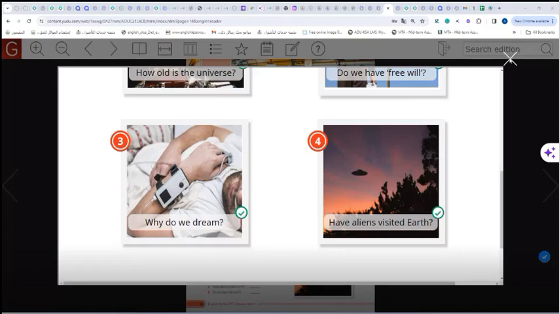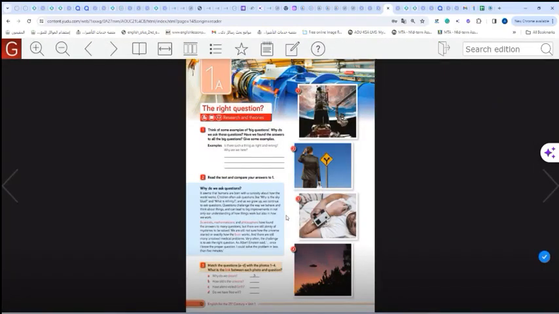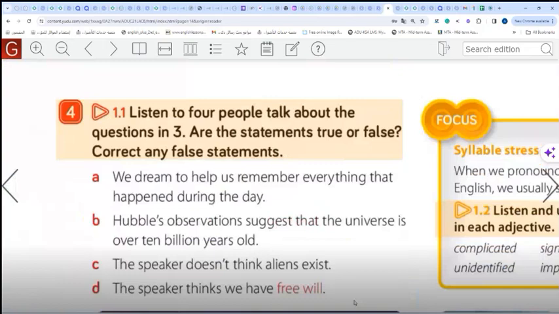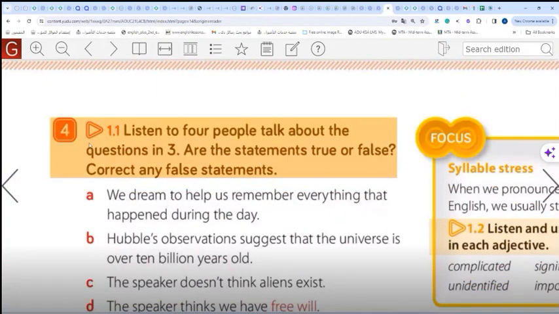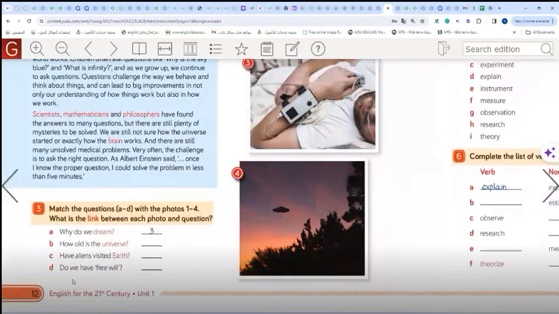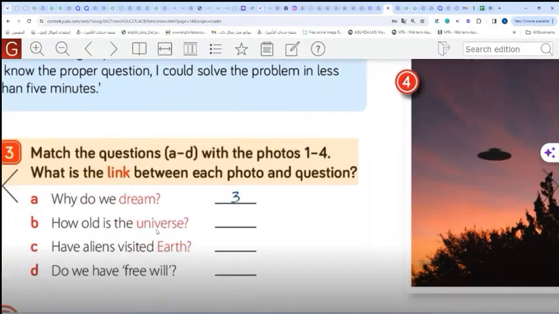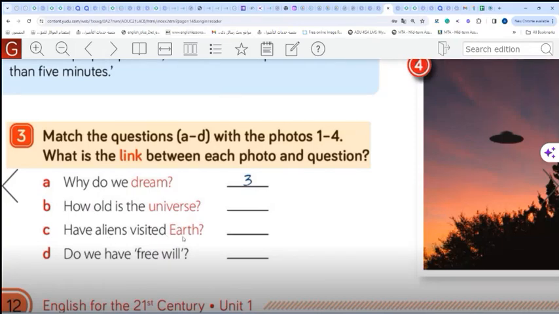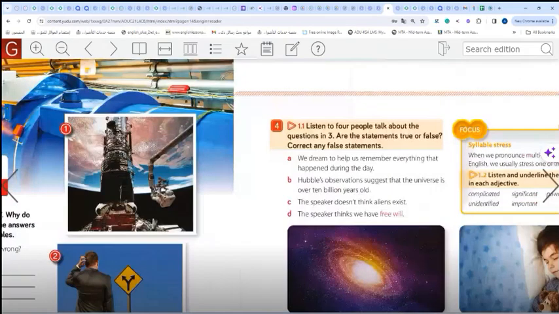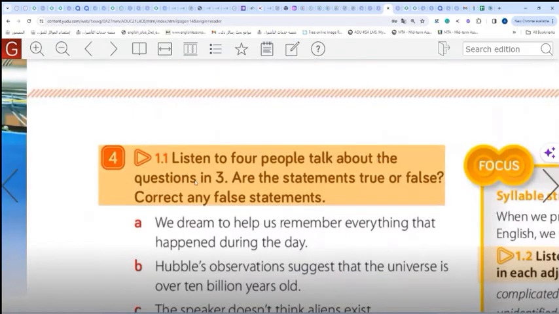So, dear students, we are going to check some of these answers according to the writer of the book. Look at exercise 4. You are going to listen to 4 people talk about the questions in 3. These are the questions in 3. Why do we dream? How old is the universe? Have aliens visited the Earth? Do we have free will? So we're going to listen to 4 people talk about the questions in exercise 3.